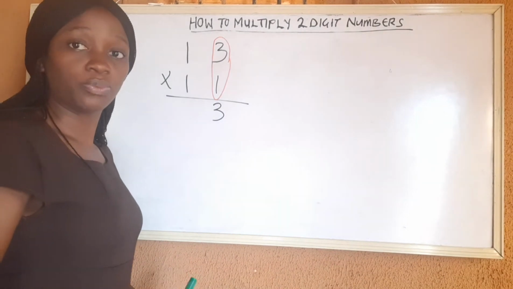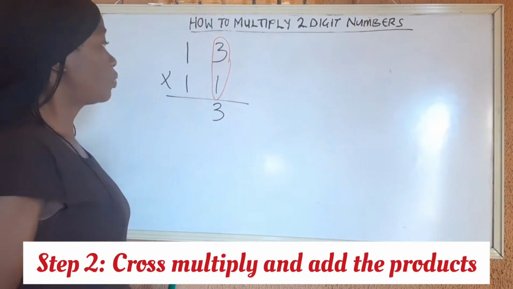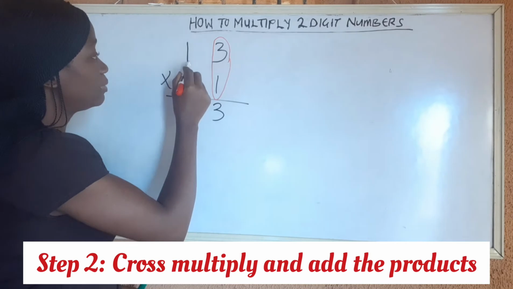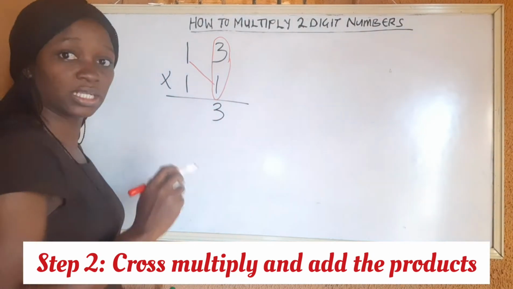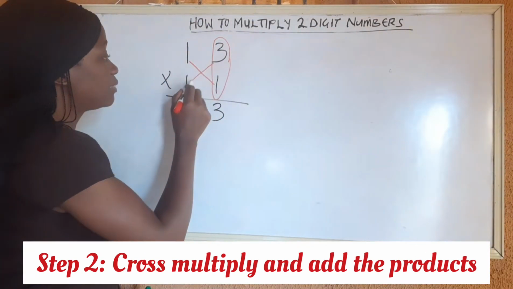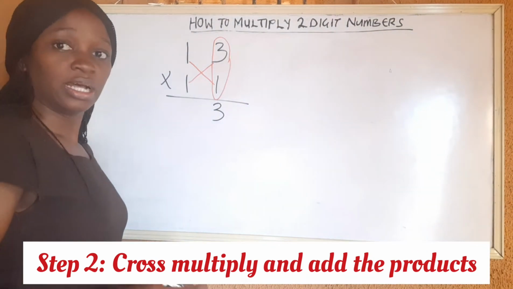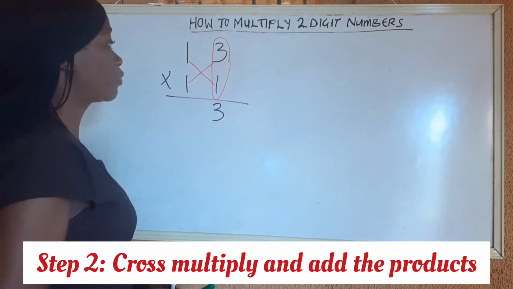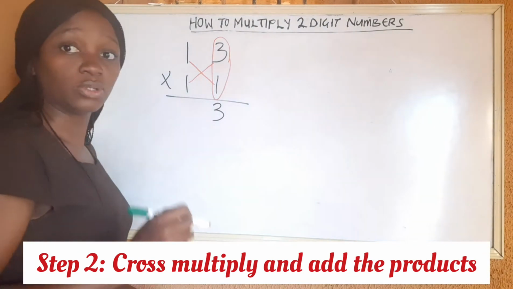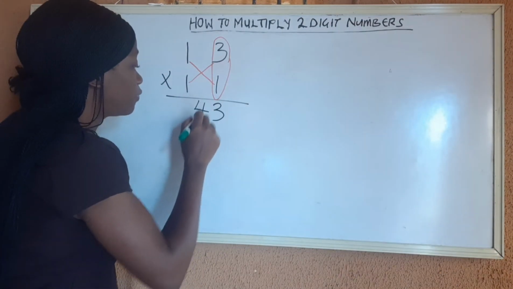Our second step will be to cross multiply. So we're going to be cross multiplying this way. That's 1 times 1, that gives us 1. And then 1 times 3, that gives us 3. And then we add up the product of our cross multiplication. So 1 plus 3 gives us 4. So we write that here, 4.